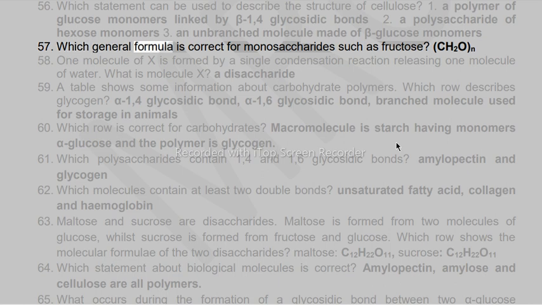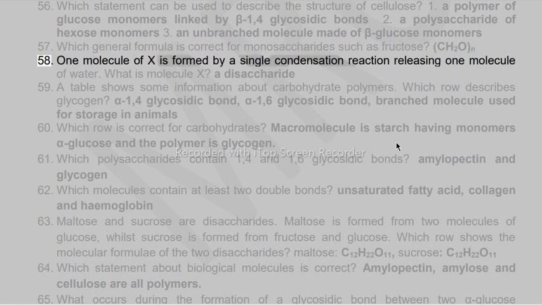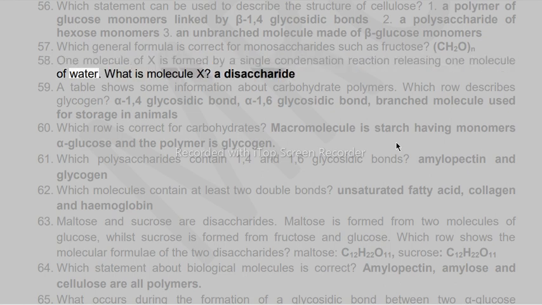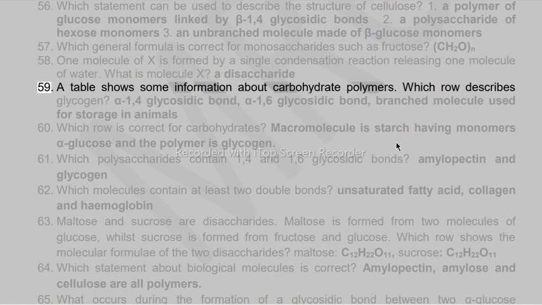57. Which general formula is correct for monosaccharides such as fructose? CH2O, n. 58. One molecule of X is formed by a single condensation reaction releasing one molecule of water. What is molecule X? A disaccharide.